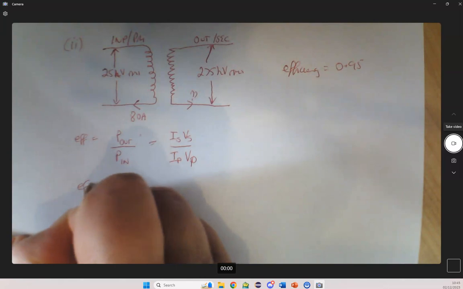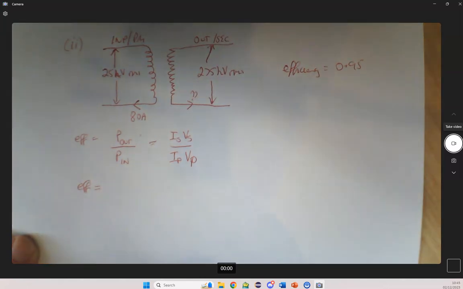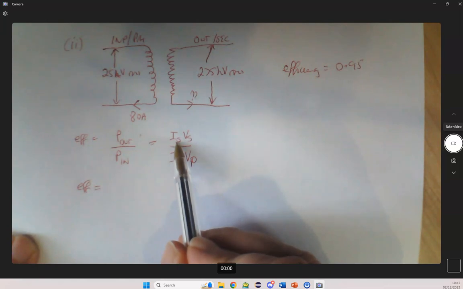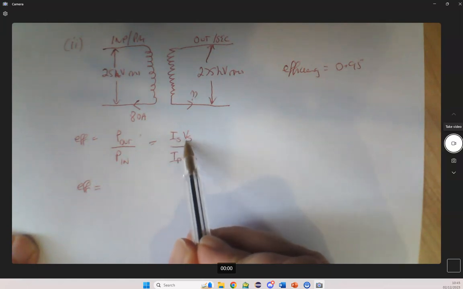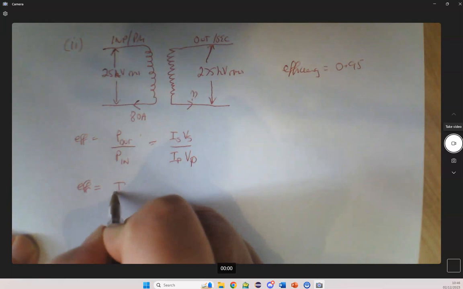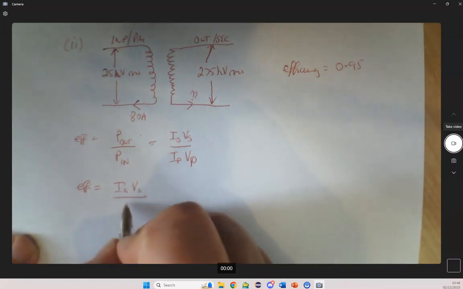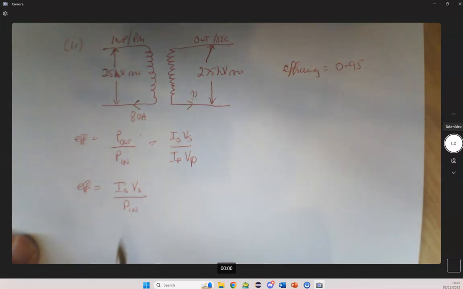So if I look at this, what do I know? Well, I know the efficiency. The power out: the current through the secondary, I don't know, but I do know the voltage across the secondary. So I_S V_S. And the power in I know, because we used that in the previous question, that was your 2 megawatts. So this is my power in.